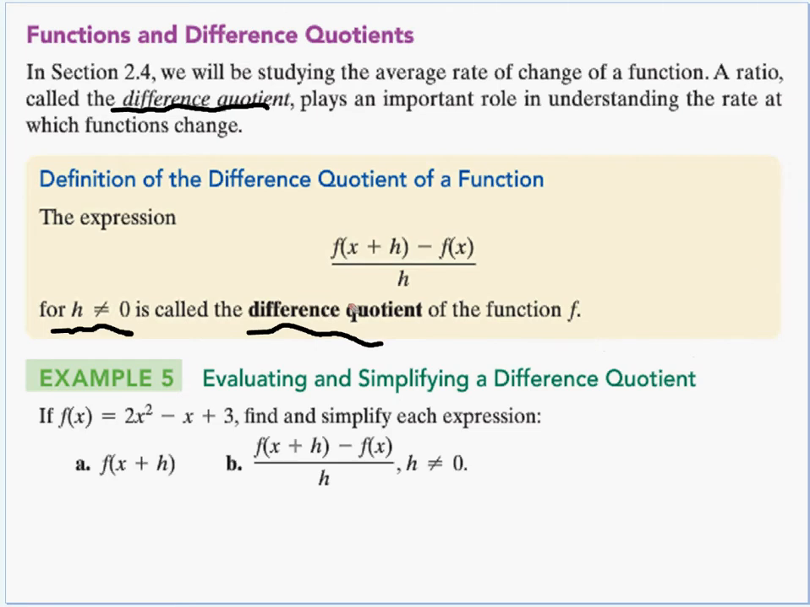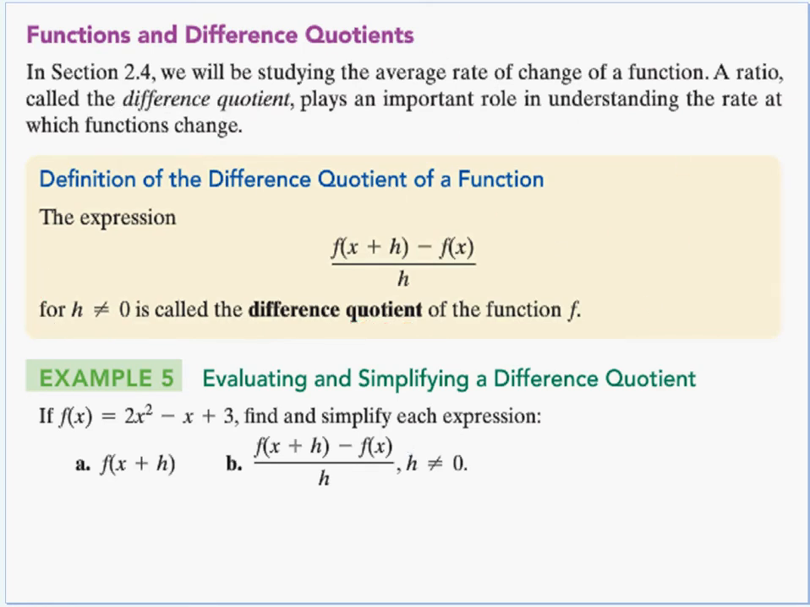And the name difference quotient, if we break it down: difference, if we find the difference between two numbers we subtract, so we are subtracting in the numerator. And quotient just means it's going to look like a fraction, a numerator and a denominator. So our numerator is the difference, f of x plus h minus f of x. And then our denominator is always h, and h is always going to be non-zero.